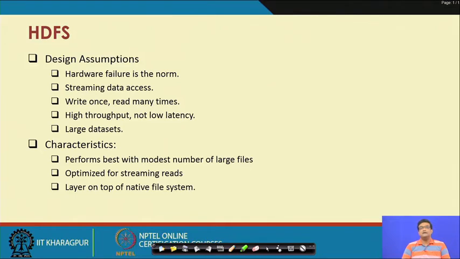The second design assumption is streaming data access. Data will be accessed in a streaming manner, one record after the other. This is true for other standard file systems also, but it is especially true for HDFS, since the speed of reading the data is of essence here.